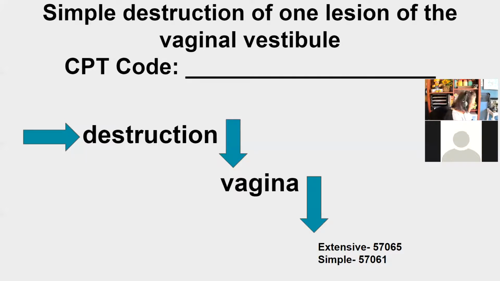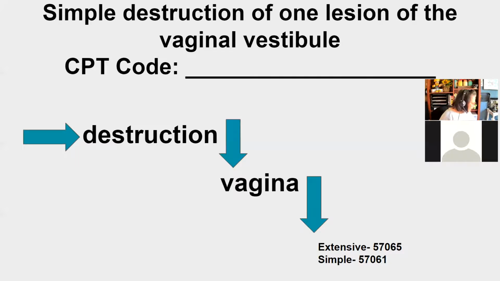Under vagina on page 1080, it gives us extensive 57065 and simple 57061. So let's look at our scenario. It says simple, right? So our simple code is 57061. It's the only code they give us in the index. But we always code two ways, right, Miss Wanda? We always code two ways.